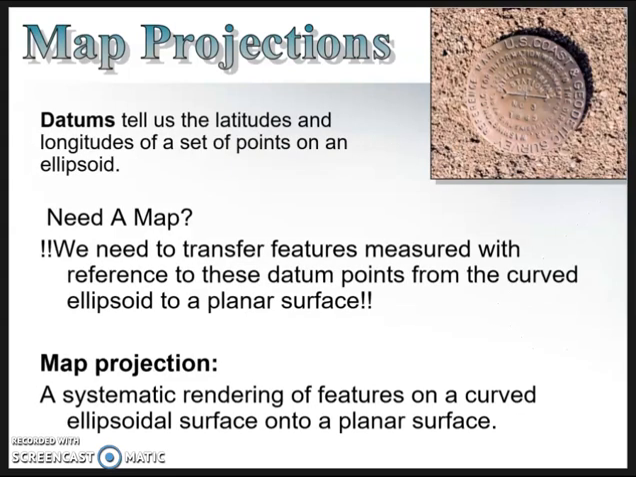A map projection is the geometric transformation of the round Earth onto a flat plane using mathematical equations. You can't perform this transformation without a high degree of distortion. Map projections change the shape and appearance of geospatial data, so every map maker ought to have at least a basic understanding of them. So datums tell us the latitudes and longitudes of a set of points on an ellipsoid.